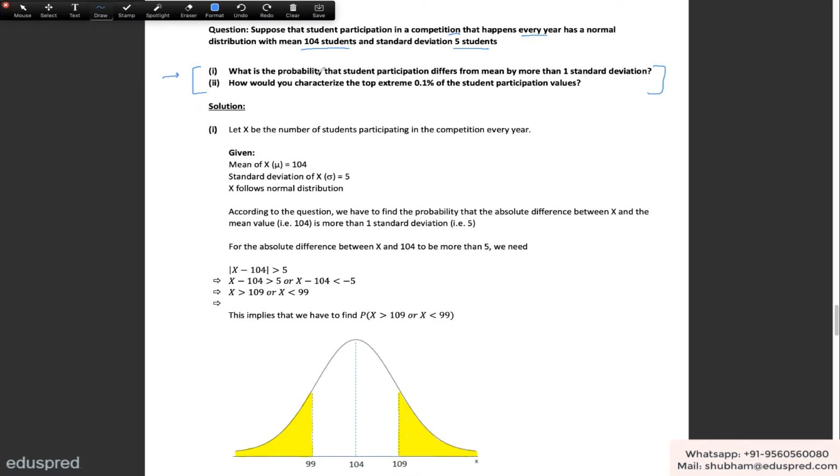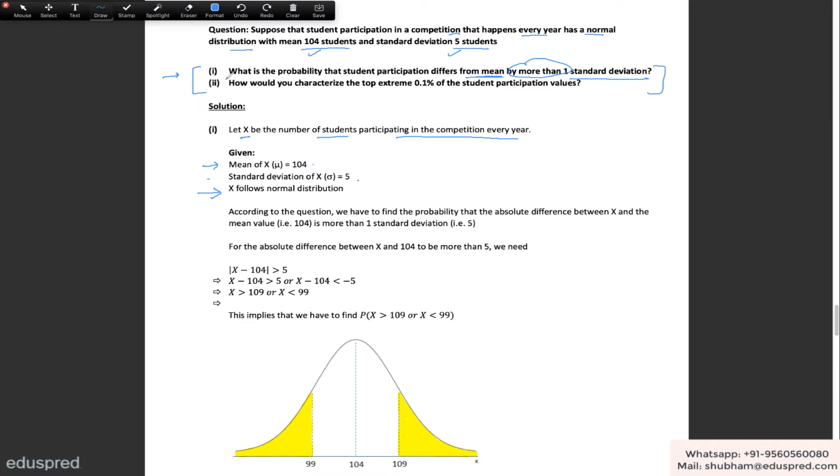What is the probability that student participation differs from mean by more than one standard deviation? So let's do this in a step-by-step manner. The first thing that I'm going to do is define the random variable x. So let x be the number of students participating in the competition every year. And we are given in the question that x follows a normal distribution. The mean of x is 104 and the standard deviation of x is 5.